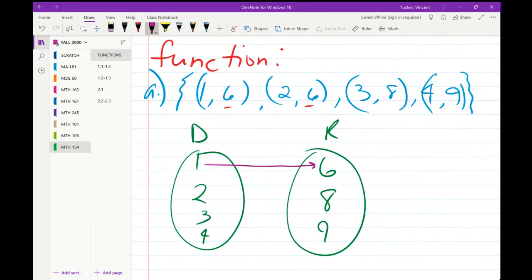So we know 1 goes to 6, 2 goes to 6, 3 goes to 8, 4 goes to 9. So once again, look at them individually. Does number 1 go to exactly one element in your range? Yes. Does 2 go to exactly one element? Yes. Now it may go to the same one that 1 goes to, but you're looking at them individually, and 2 is only going to one element in your range. 3 is going to one element, 4 is going to one element. If you can say yes to all of your elements in your domain, then the answer is yes, it is a function.